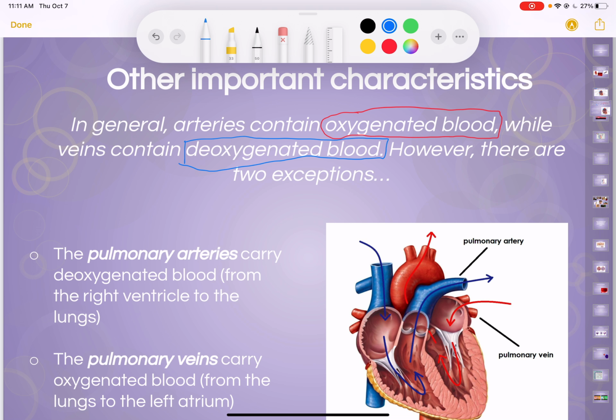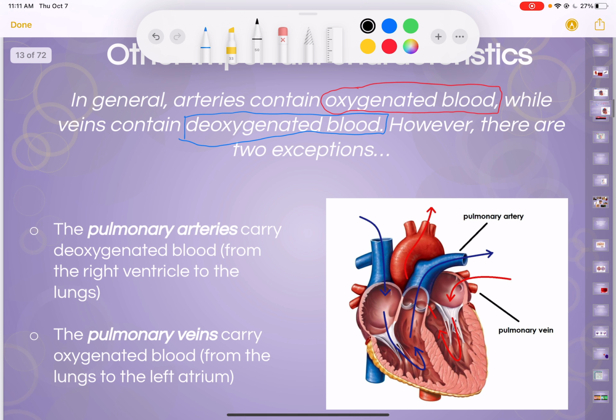So the 2 exceptions are the pulmonary arteries, which actually carry deoxygenated blood, and the pulmonary veins, which carry oxygenated blood. The reason is that the arteries are bringing the blood away from the heart to the lungs to get oxygen. And then the pulmonary veins are bringing the blood back to the heart with oxygen to be pumped out to the body.